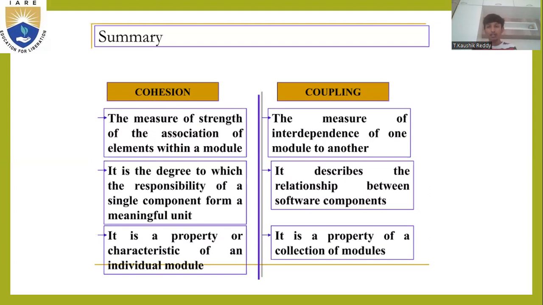So, the first point says that in cohesion the measure of the strength of the association is within the module, and in coupling it is the measure of interdependence of one module on another. Next, cohesion is the degree to which the responsibility of a single component forms a meaningful unit, and coupling describes the relationship between the software components. The last difference: cohesion is a property of an individual module, and coupling is a property of a collection of modules.